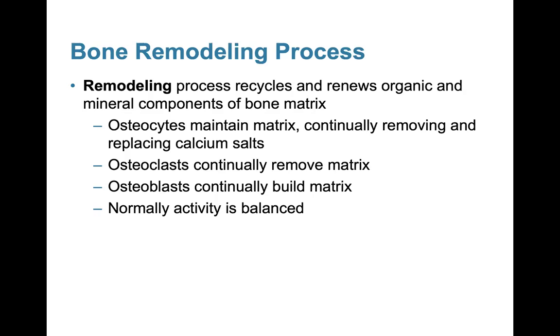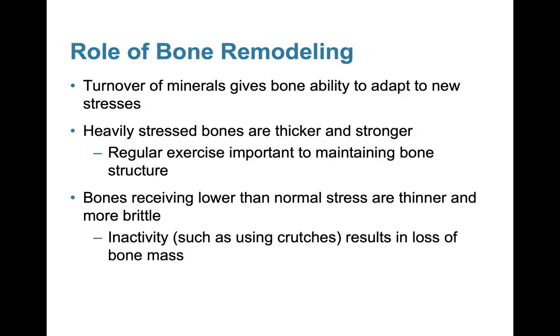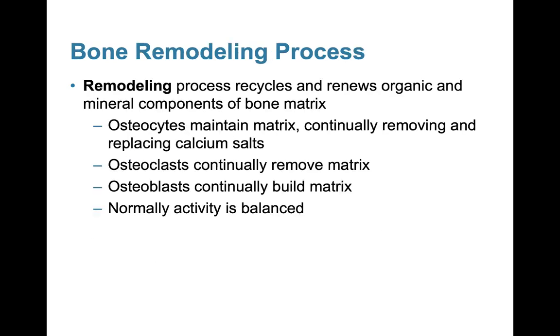Osteocytes will maintain matrix, continually removing and replacing calcium salts. Osteoclasts will continually remove the matrix. Osteoblasts will continually build up the matrix. And normally their activity is balanced. You don't want an imbalance in the remodeling process, meaning you don't want to break down more bone than you're replacing, and you don't want to replace more bone than you're breaking down.